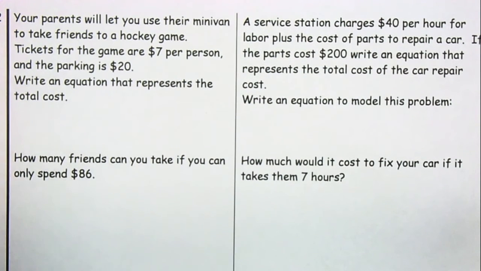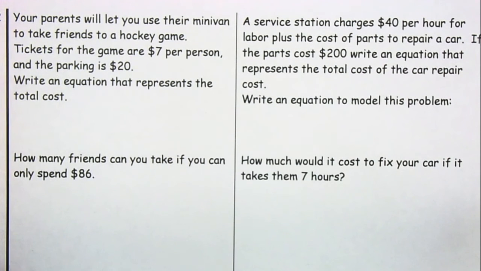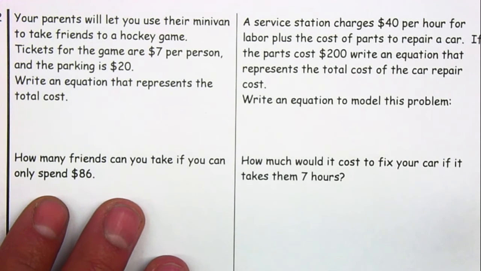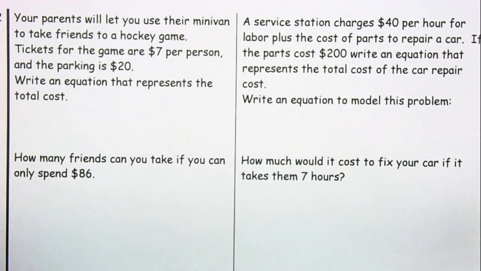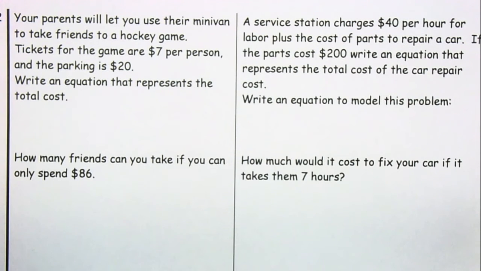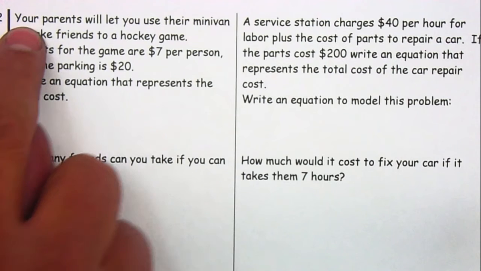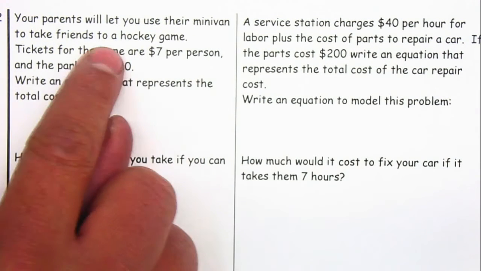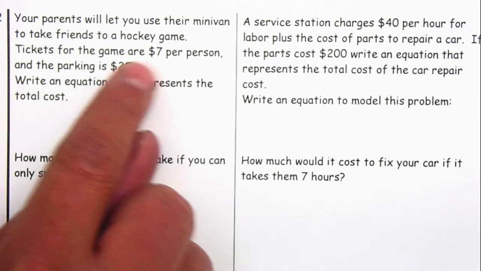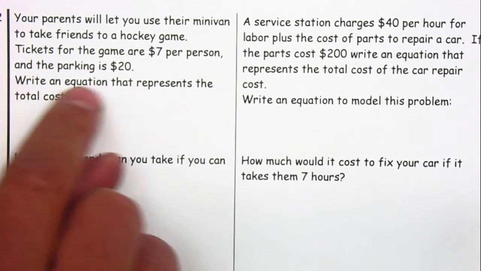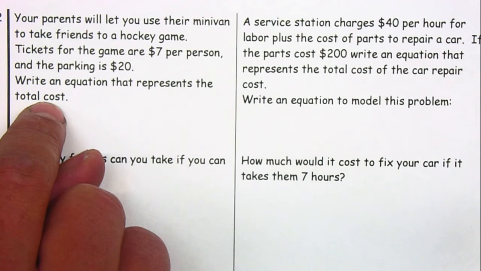And I know that many of you are able to do this in your head, but I want you to go through the process to write information because the problems will get more complex as we move on to other chapters. And it's important to be able to write the equation. So let's read through this. It says, your parents will let you use their minivan to take friends to a hockey game. Tickets for the game are $7 per person, and the parking is $20. Write an equation that represents the total cost.